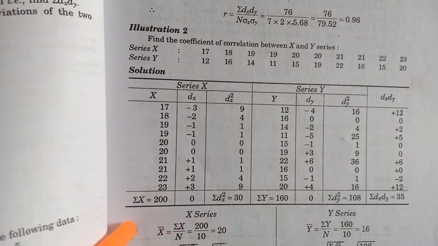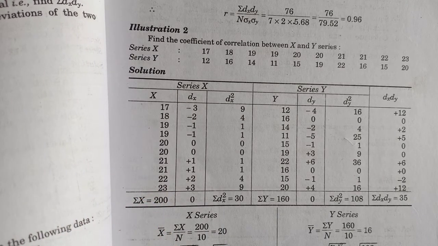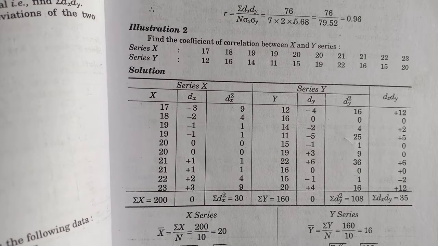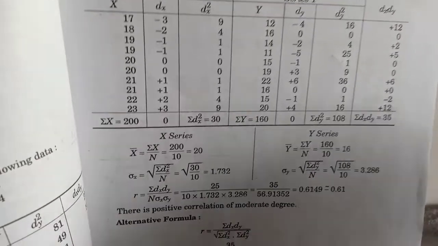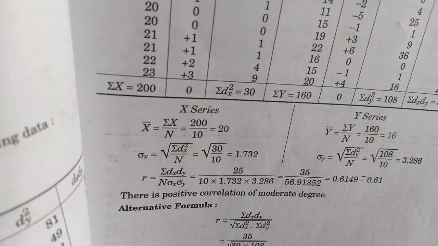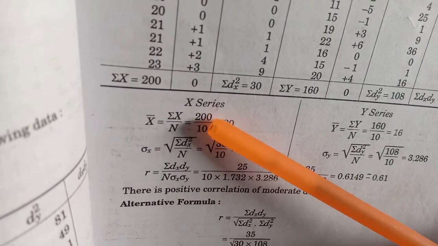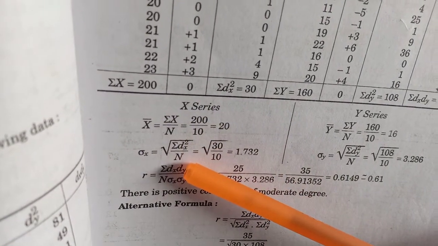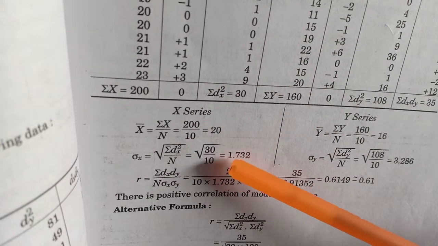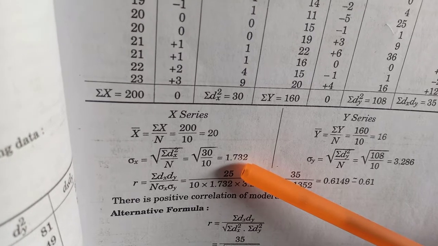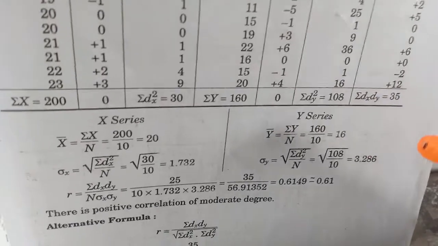Now we are ready with all the values that we can put into our previous formula. But with this formula we are going to learn the standard deviation method and the formula will be here. You can see the formula. Standard deviation of x is equal to under root summation dx square upon n. Summation dx square is 30. So under root 30 upon 10, under root 3 is 1.732. This is the standard deviation of the x series.